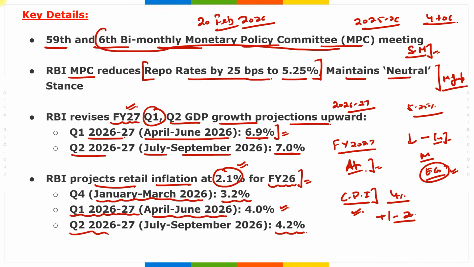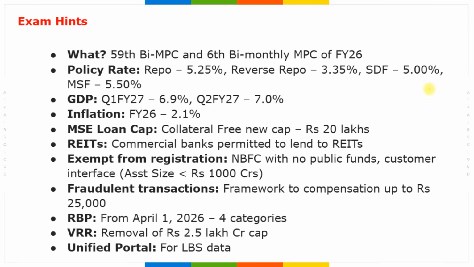And the next RBI Monetary Policy Committee meeting is scheduled from 6th to 8th of April 2026. It means the next will happen in 2026-27. This was the last for 2025-26. So I hope you like this video. All points are very important. You can revise from the exam hints, like this is the 59th Monetary Policy Committee meeting, the 6th bi-monthly Monetary Policy Committee meeting of financial year 26.